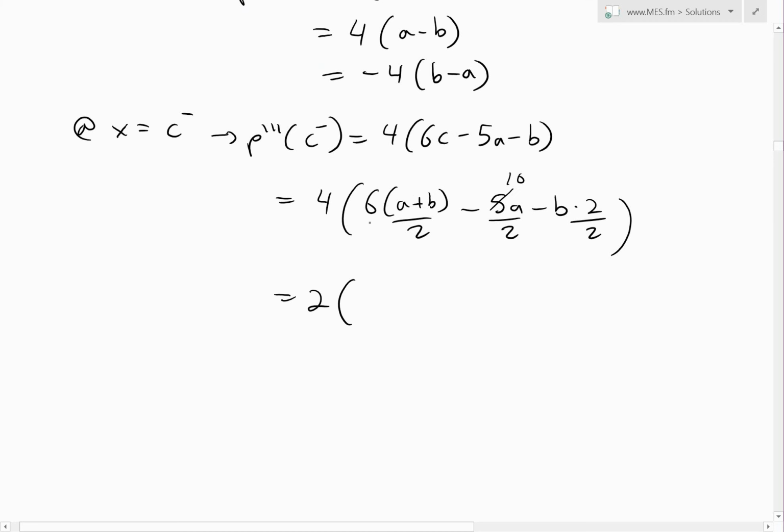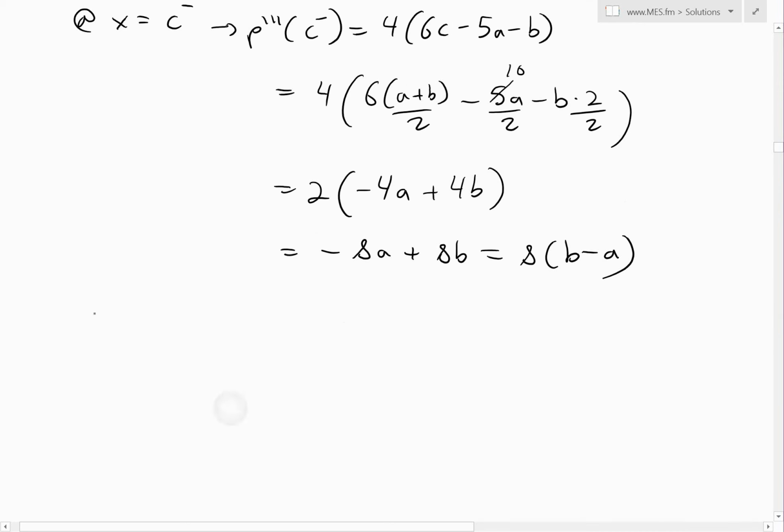So 6a minus 10a is going to be negative 4a. And now we have 6b, when you multiply it in, minus 2b equals 2 times 4b. So this just equals negative 8a plus 8b. Take the 8 out, move these around, and we'll have 8 times b minus a, so right like that.